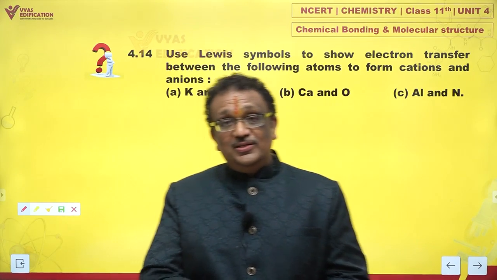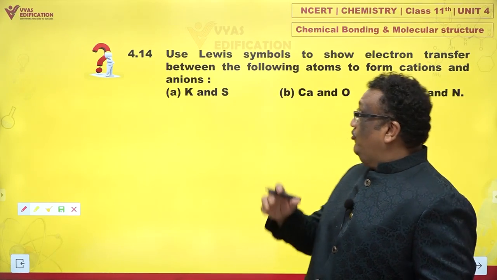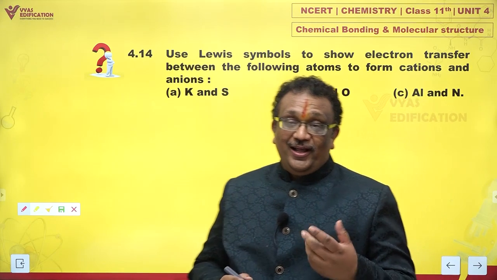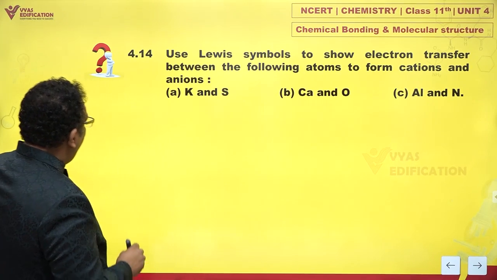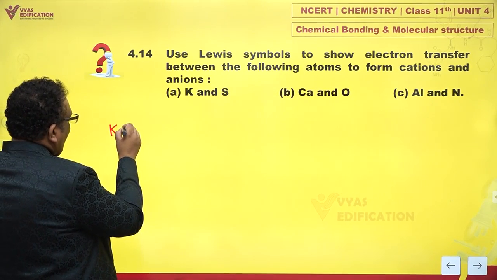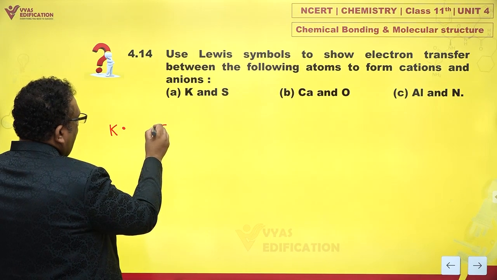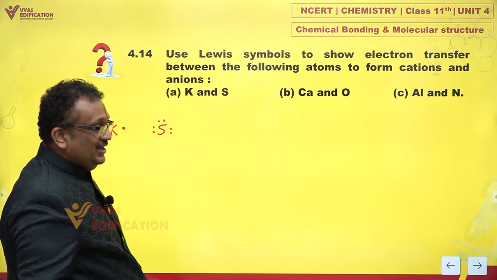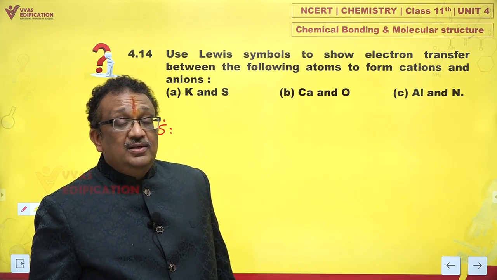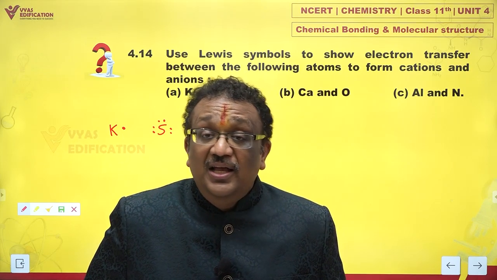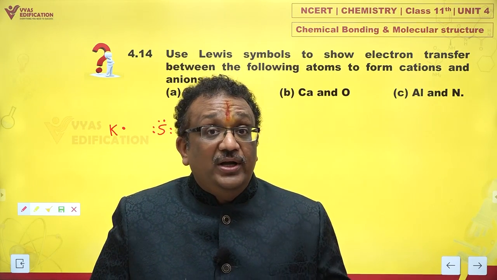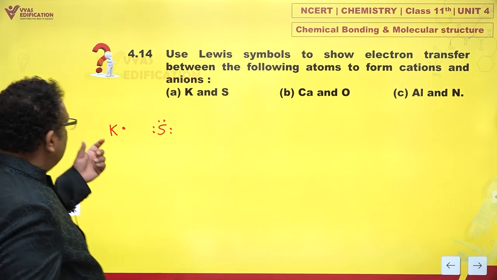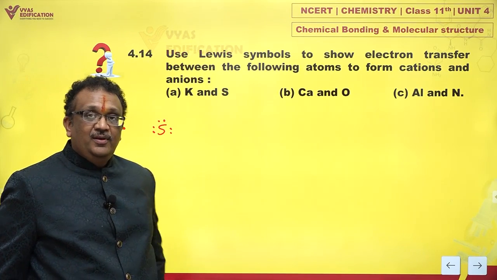Use Lewis symbols to show the transfer of electrons between the following atoms to form cations and anions. Let's take a look. We're getting ionic bonds. Potassium and sulfur. Potassium is in group 1, it has 1 valence electron, and sulfur is in group 16, it has 6 valence electrons. Sulfur, from 6, would need 2 electrons to complete an octet. On the other hand, potassium is capable of giving only 1.